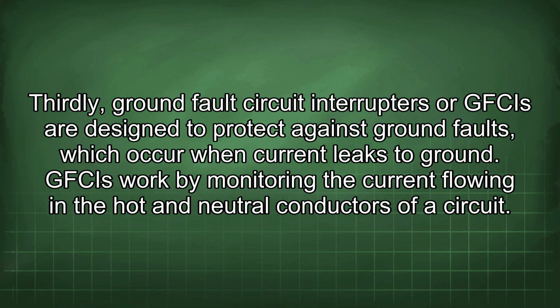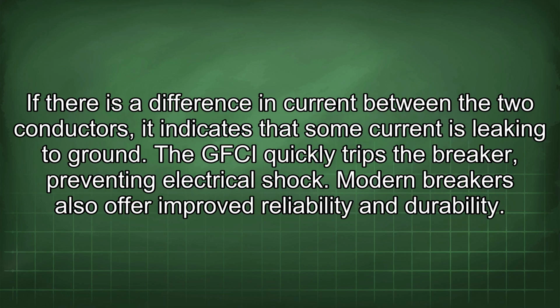GFCIs work by monitoring the current flowing in the hot and neutral conductors of a circuit. If there is a difference in current between the two conductors, it indicates that some current is leaking to ground. The GFCI quickly trips the breaker, preventing electrical shock.